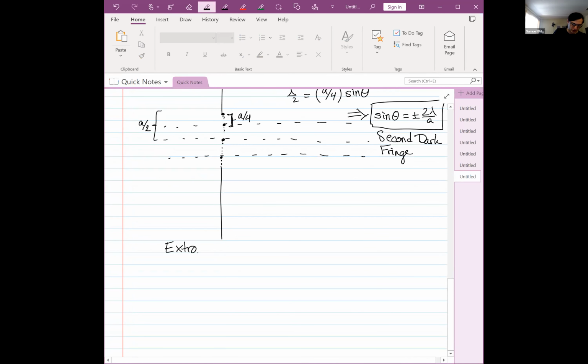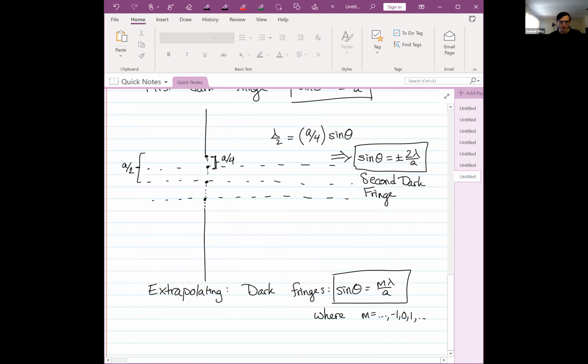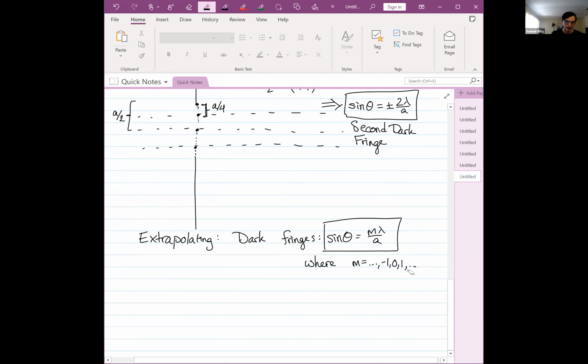So we can extrapolate, and we find that the dark fringes for this pattern occur when sine of theta is equal to m times lambda over a, where this is for single slit, by the way, where m is all of the negative integers and positive integers. Sorry, not 0. We have to skip 0. That's wrong in my notes. By the way, the reason why we skip 0 is because when sine of theta is equal to 0, you get a bright fringe. So that's the exception.